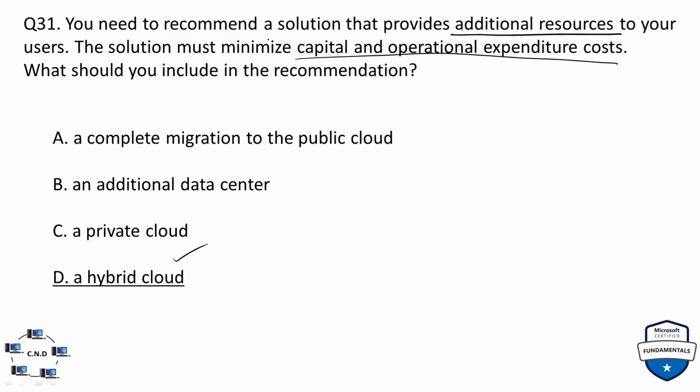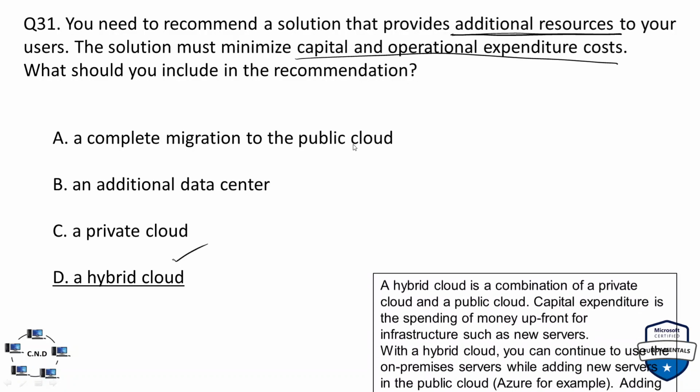So we already have a solution. It means we have an on-prem solution and we need additional resources. So for additional resources, we can move to the cloud, but some of our resources will still be on-premise. So we will require a hybrid solution in which we have some resources on-prem, while the additional resources are in the cloud. So in this way, we can reduce the capital expenditure by not buying additional hardware.